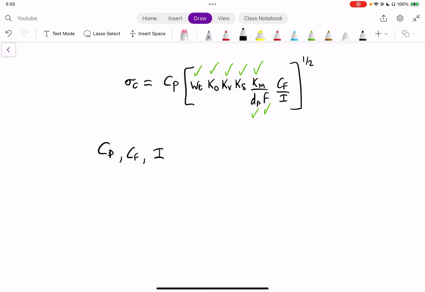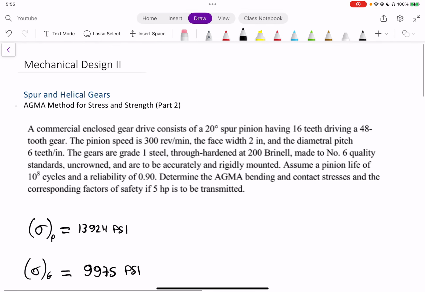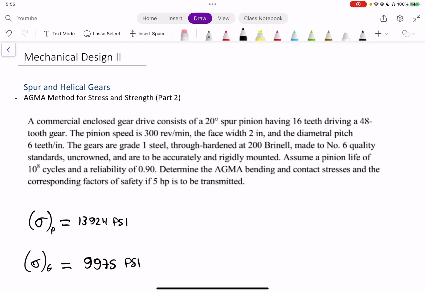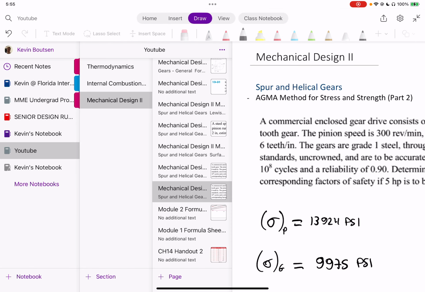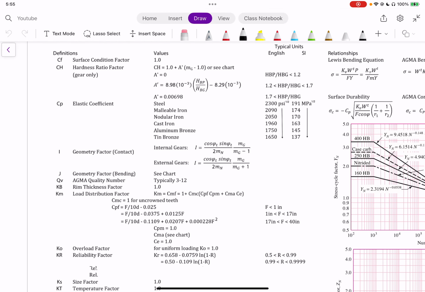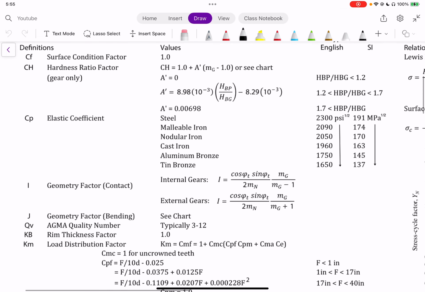Okay, so CP, based on the question, we're going to go to the question and look at what we have as information there, and then go to our formula sheet to find CP. In the question, we're told that the gears are grade 1 steel through hardened at 200 Brinell. If we go back to our formula sheet, we'll see that for elastic coefficient, we have different materials such as steel, iron, bronze, tin bronze, and aluminum bronze. And we find that steel has 2,300 PSI to the power of 1/2. So we're going to use that value.